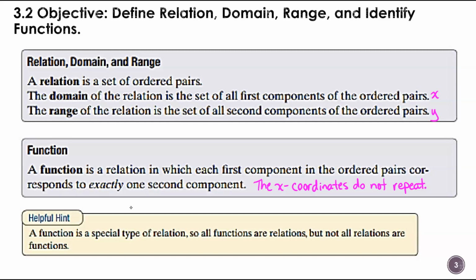And then on this helpful hand, a function is a special type of relation, so all functions are relations, but not all relations are functions. So that's what I was saying, you might have a set of ordered pairs thinking, okay, this is a function, but it may not be because some of your x coordinates are the same.